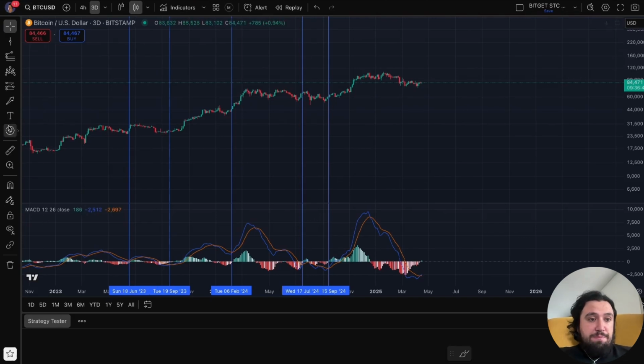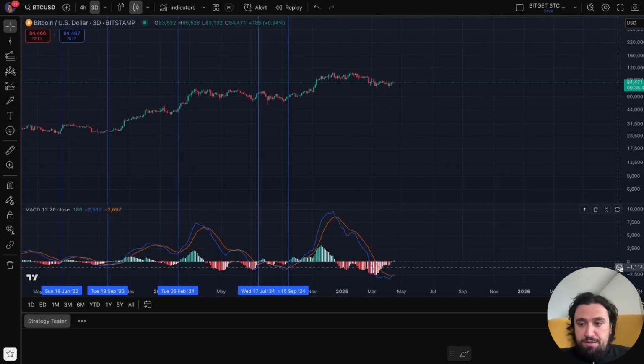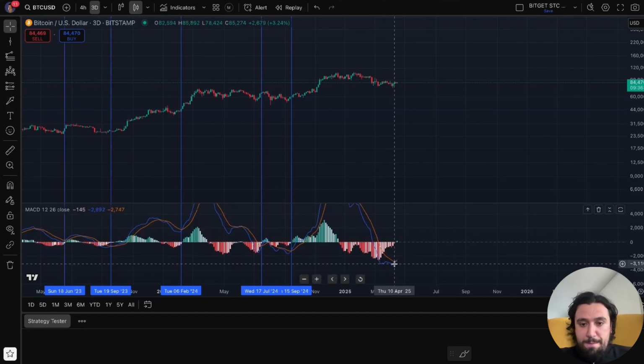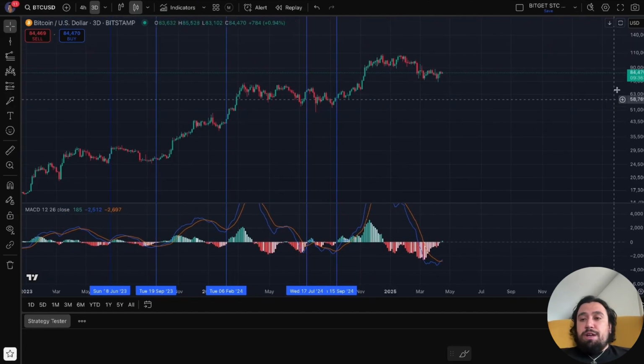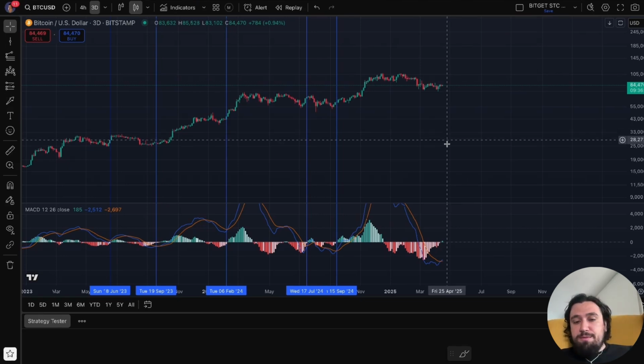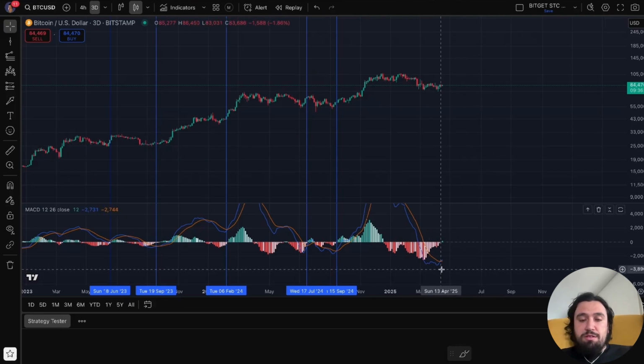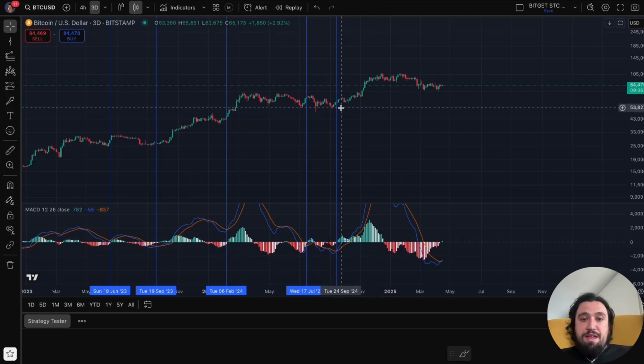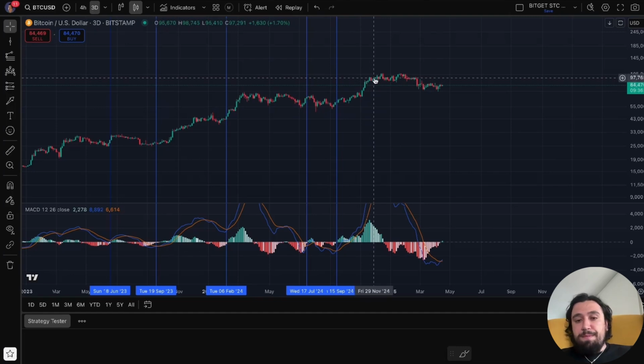If we look here at the bottom, we have just confirmed on the 3-daily a MACD cross. The lines that you see on the screen are the iterations of when we had this prior 3-day MACD cross, and it's been a few times, but it does not come up often. The last time that we actually saw a 3-day cross on the MACD was the 15th of September 2024, which is some time ago. And that marked essentially the next phase of this bull run.